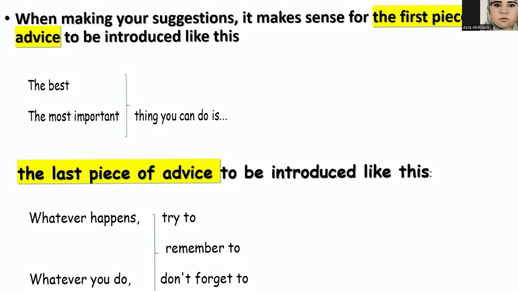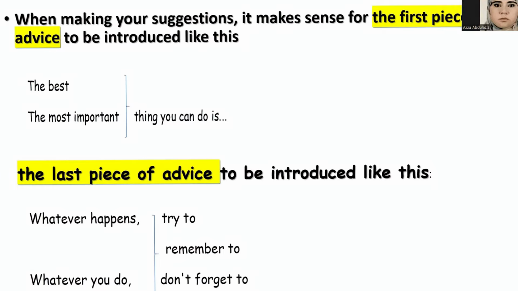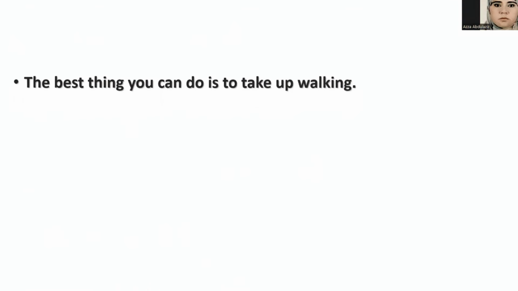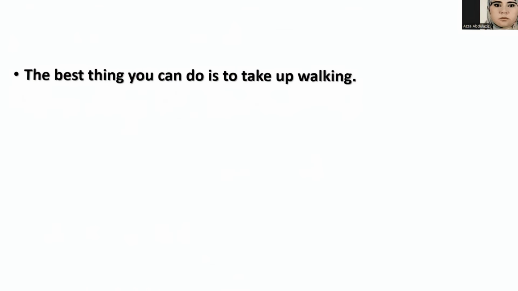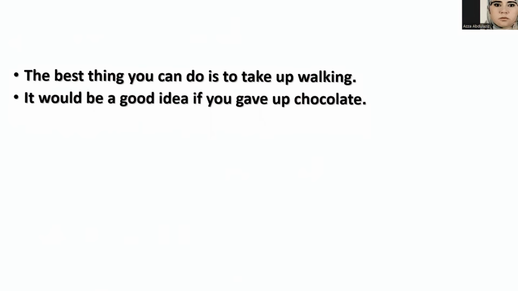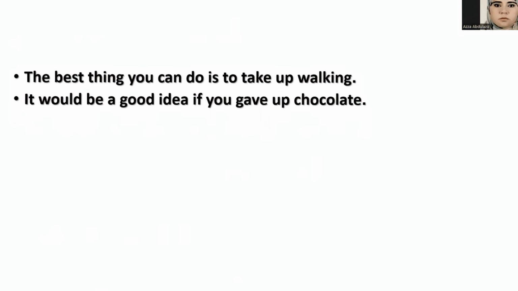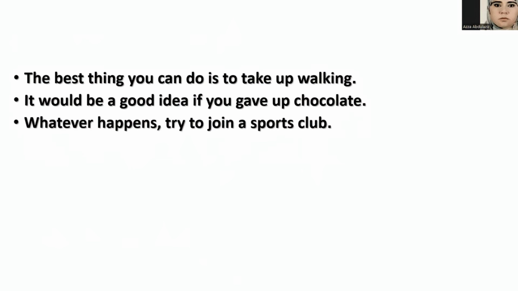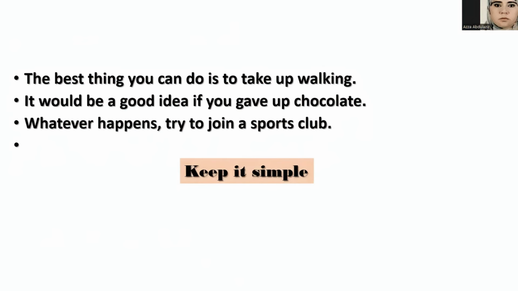The three pieces of advice you want to give your friend could be written as follows. The best thing you can do is to take up walking. It would be a good idea if you gave up chocolate. Whatever happens, try to join a sports club. And always remember to keep it simple. When actually giving advice, simplicity is the key.